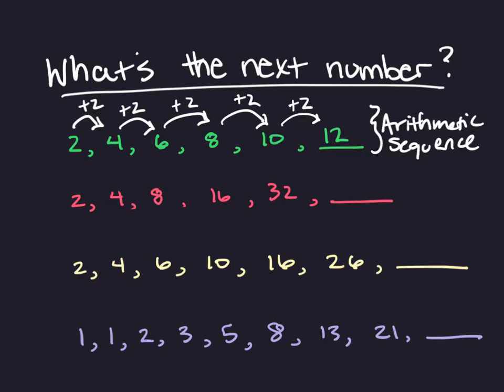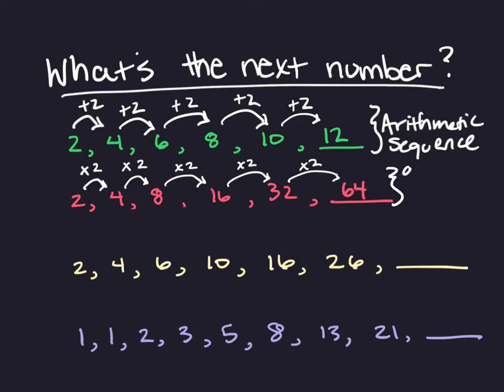Okay, what about the red one? 2, 4, 8, 16, 32. Pause if you want to. The next number is going to be 64. And in this case, instead of adding, we are multiplying by 2 every time. And if you are multiplying and all of the numbers are always the same, then we call this a geometric sequence.